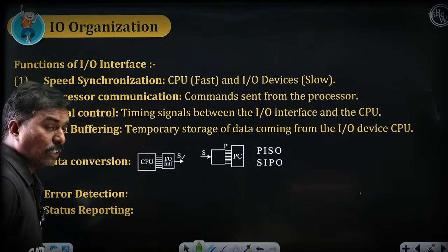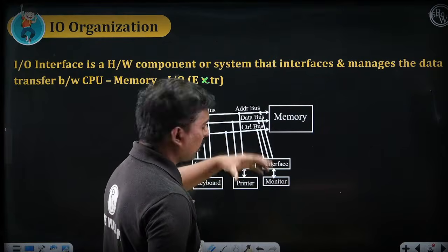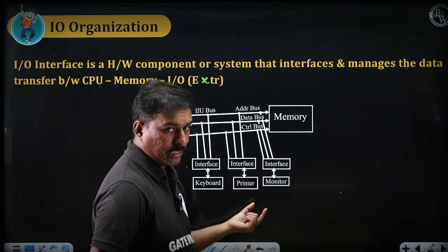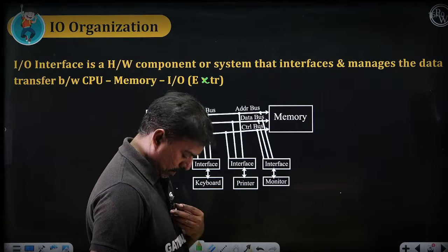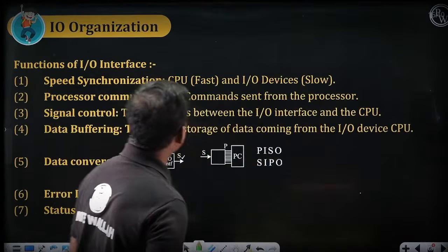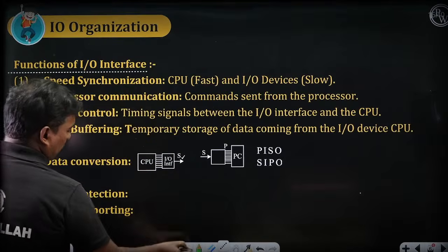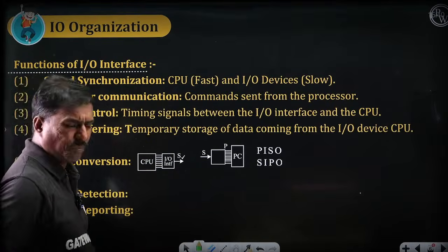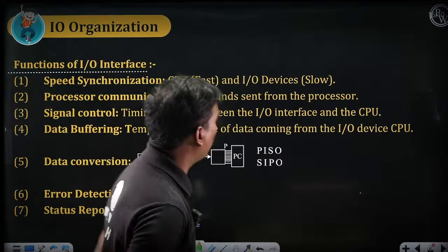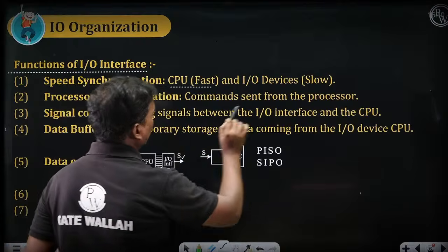So what are the different functions of this IO interface? This IO interface is going to perform certain functionalities. You cannot connect the keyboard directly to the CPU, so you need some interface. The printer is connected to this, the monitor is connected to this. How are they connected? Among the functions of the IO interface, first is speed synchronization. First of all, the speed has to be synchronized, because the CPU is a very fast device, whereas IO devices are very slow devices. So the CPU is faster, and IO devices are slower.